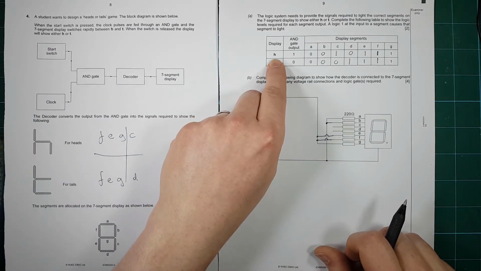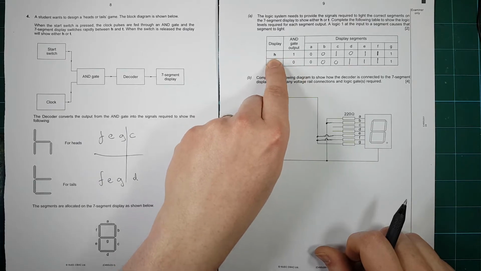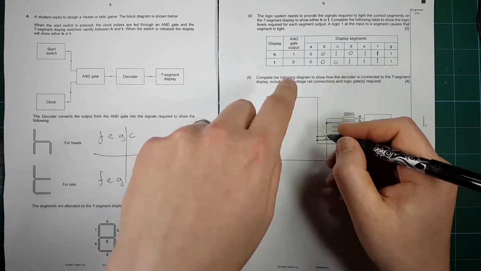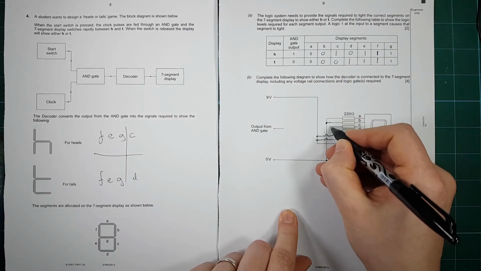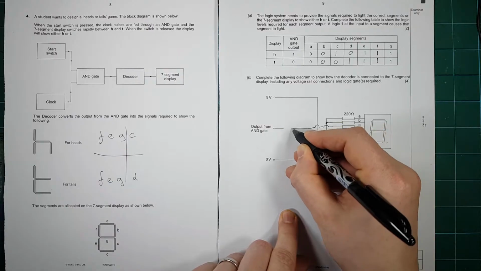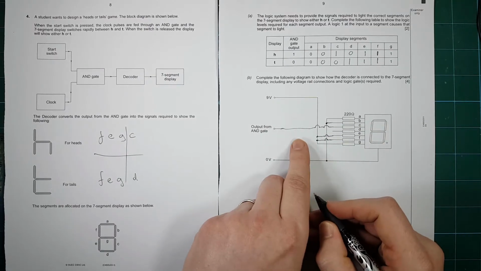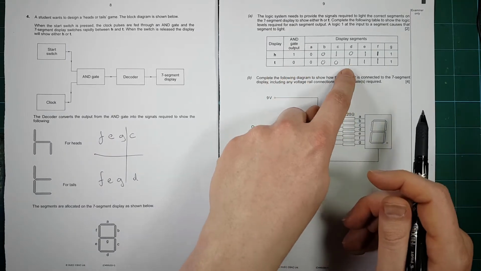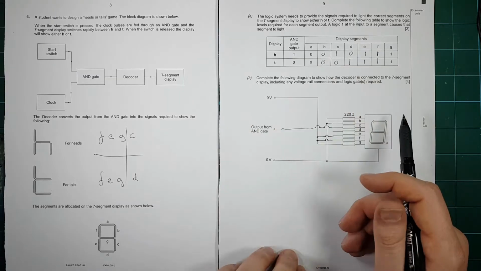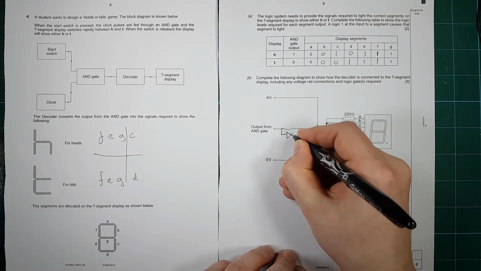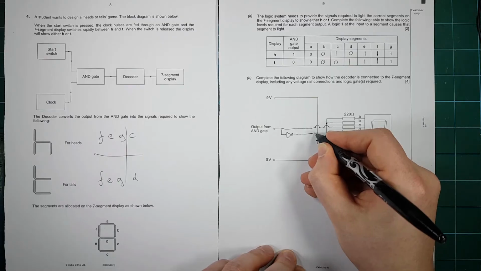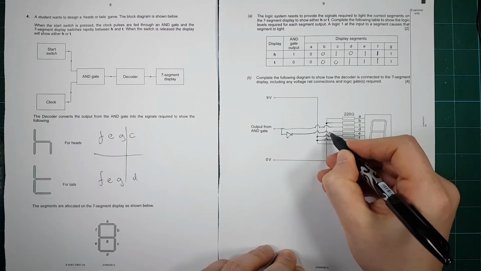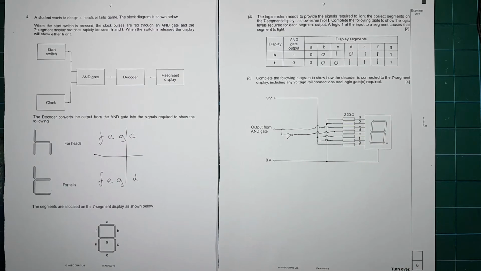So if the output of the AND gate is high, then H needs to be displayed for heads. So we want C to be high. So we connect C. Oh look, it's even in a perfect line for you. And then if the output of the AND gate is low, we want D to be high. So we use a NOT gate to invert the output of the AND gate. If that's low, then that will be high. And then that goes and connects to there.